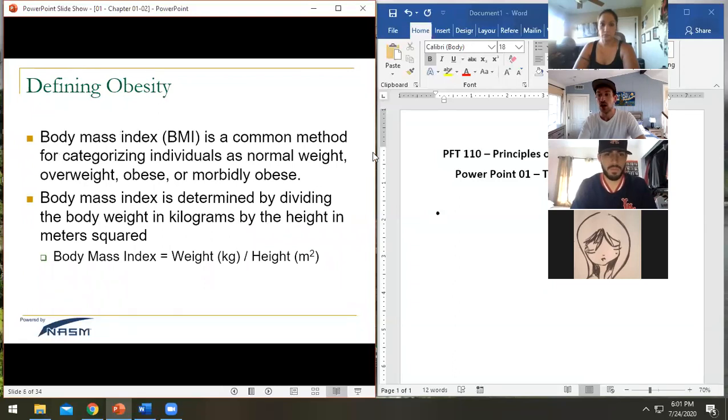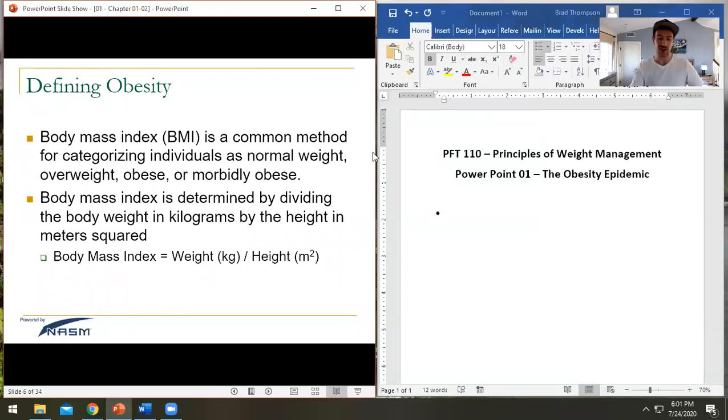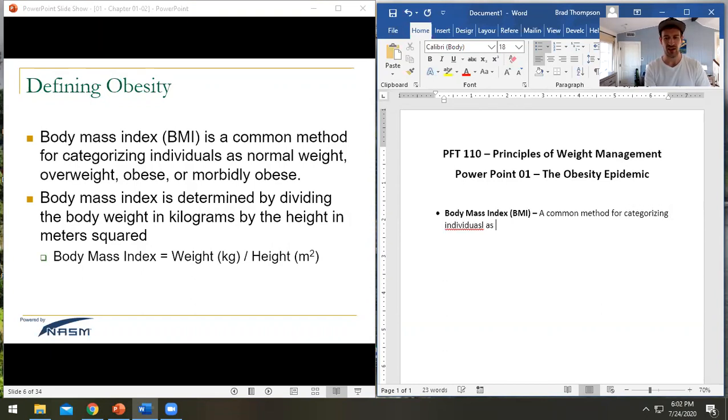So really quickly, we're just going to knock this out again. Body mass index. I know we have this in our notes so many times, but BMI is a common method for categorizing individuals based on a calculation of their height versus weight.